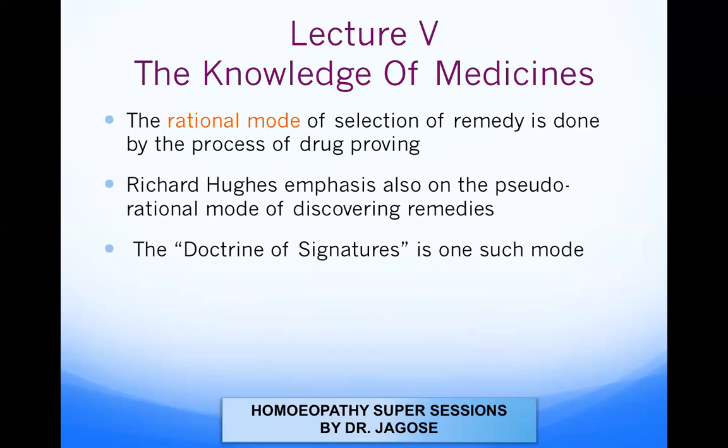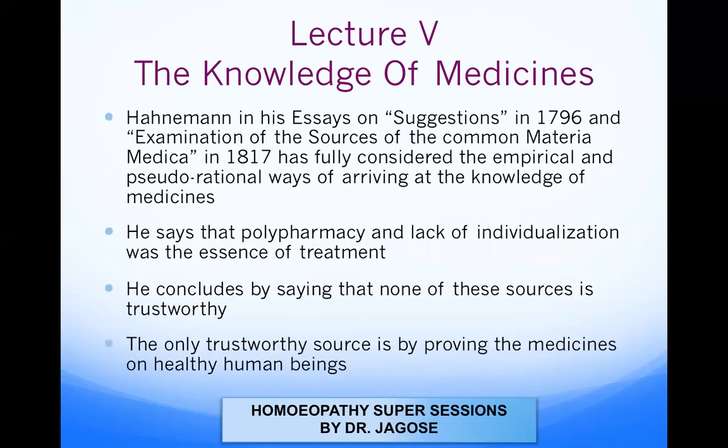Richard Hughes also emphasized the pseudo-rational mode of discovering remedies. That is, the doctrine of signatures is one such mode. So, besides having the knowledge of medicine by the process of drug proving, Richard Hughes also said there's another method, that is the doctrine of signatures. But that was a pseudo-rational method that wasn't accepted by everybody. Hahnemann, in Essays on Suggestions in 1796 and Examination of the Sources of the Common Materia Medica in 1817, has fully considered the empirical and pseudo-rational ways of arriving at the knowledge of medicine.